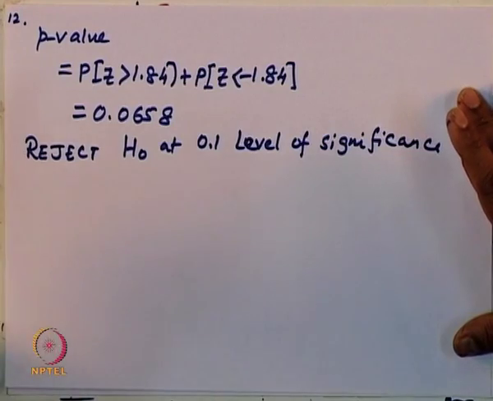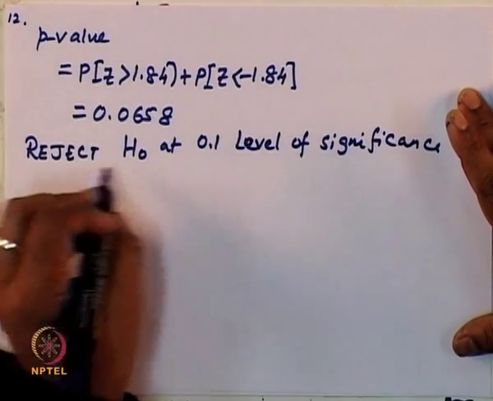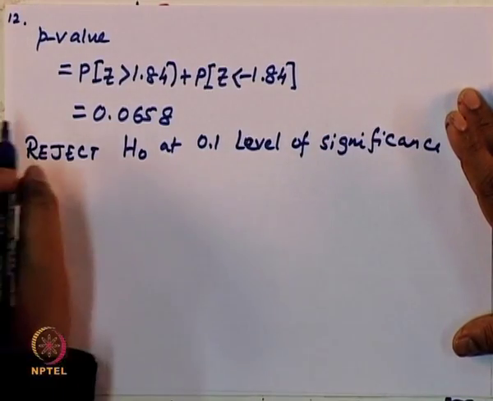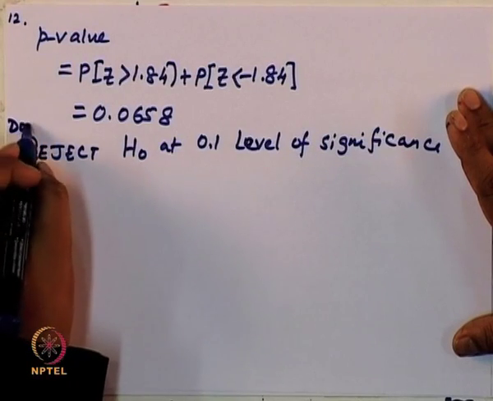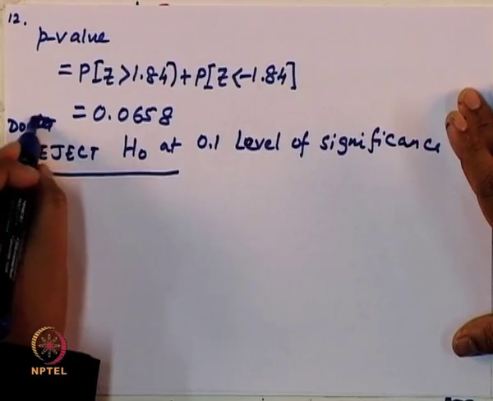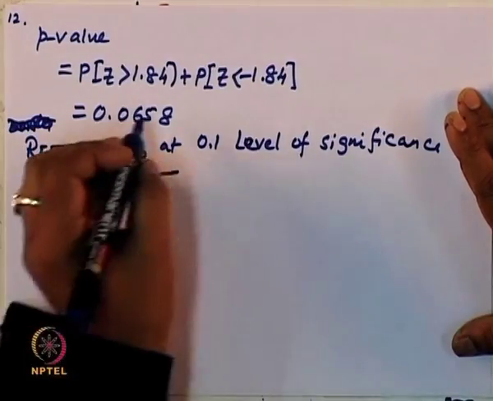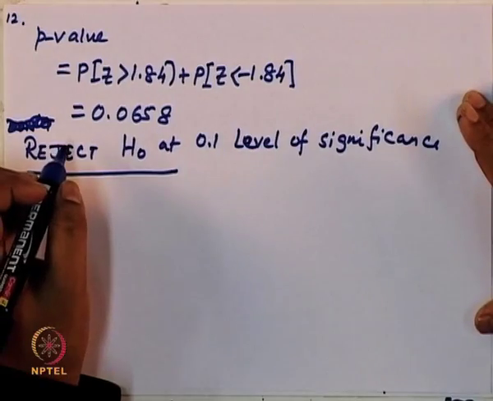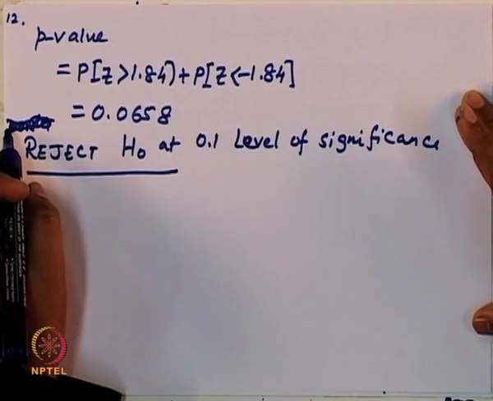Okay. So, in this case we can reject H naught at 0.1 level of significance. At 0.05 level of significance we do not reject H naught.